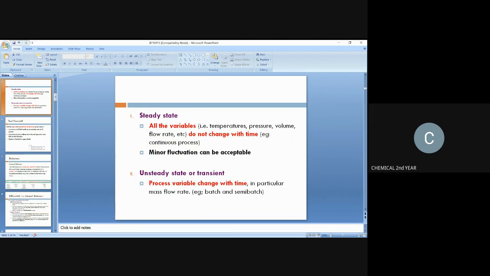What is steady state and what is unsteady state? In steady state, all the variables, that is temperature, pressure, volume, flow, etc., do not change with respect to time. Example, continuous process. There will be minor fluctuations that can be acceptable. Unsteady state or transient state is when the process variables change with time. Example, batch and semi-batch.